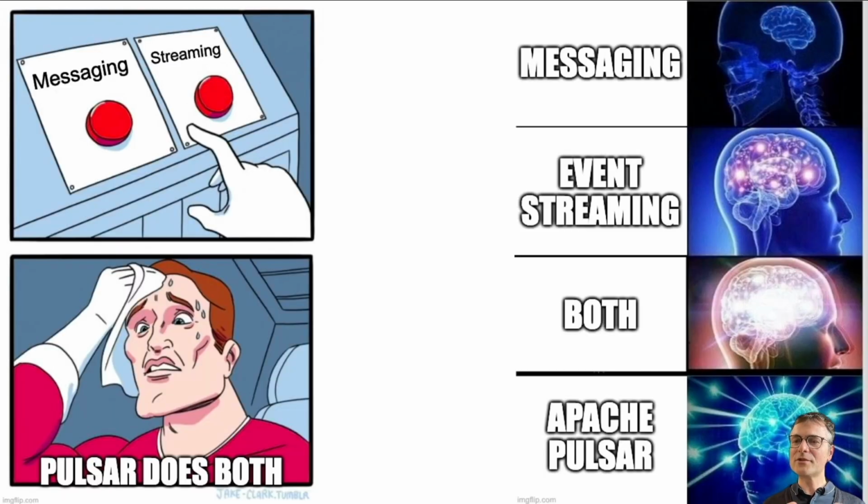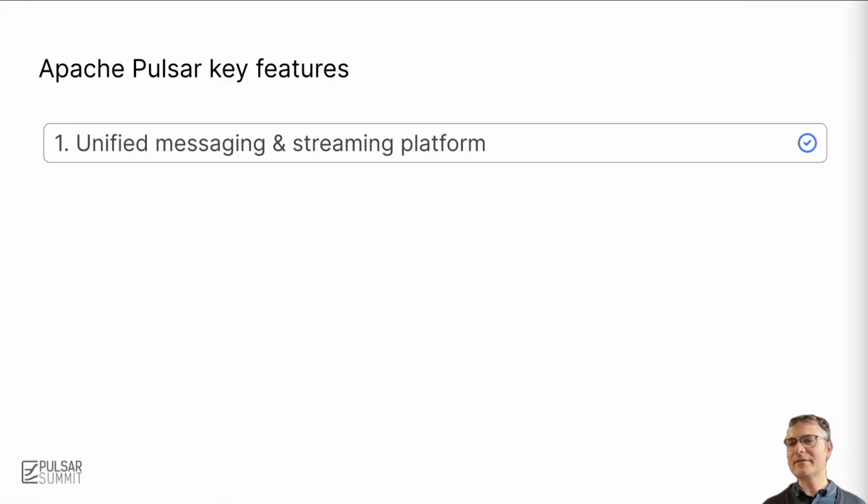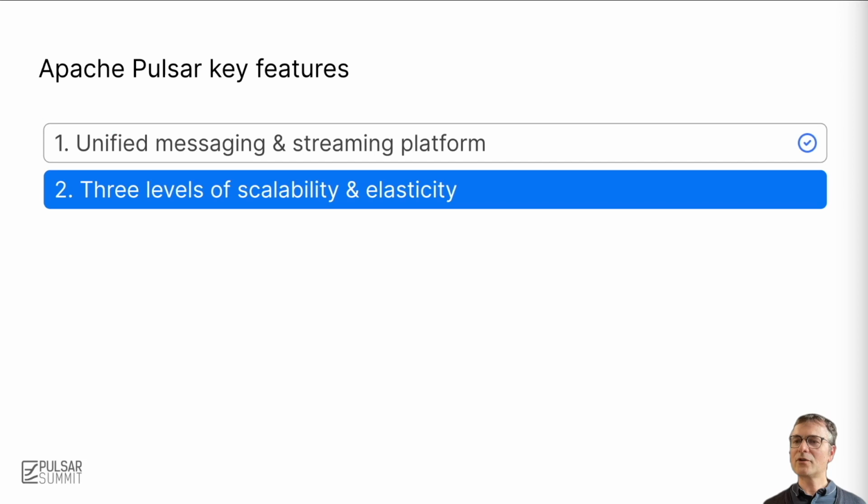So why choose between messaging and streaming? This is not a dilemma with Pulsar. You can do both using the same platform and the same technology. So we just saw that Pulsar can handle both messaging and streaming use cases. This is one of the key features of Pulsar. And now I want to talk about Pulsar's scalability and elasticity.